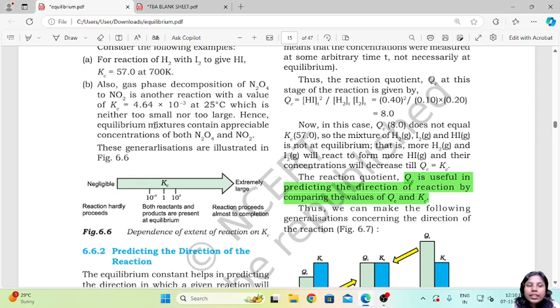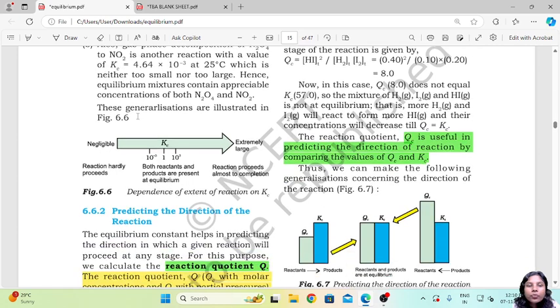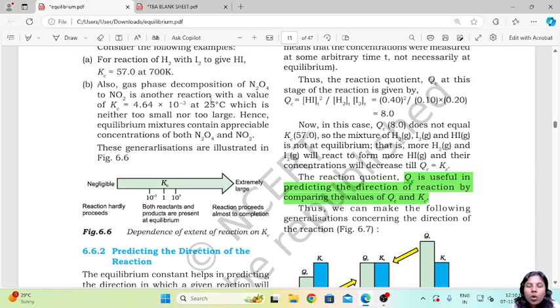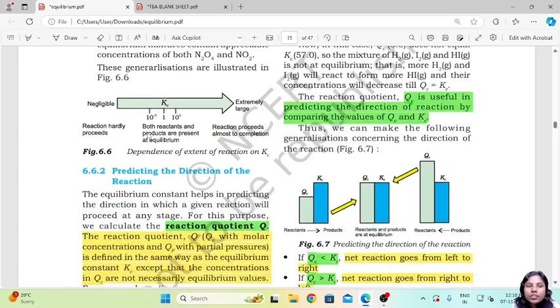Hence, here we can say that the equilibrium mixtures contain appreciable amounts of both N2O4 and NO2. Now, if we have to generalize all of these three types into illustration, this is the basic understanding of what we have learned. So, if K is less than 10 raised to minus 3, that is almost negligible. If it is greater than 10 raised to 3, it is extremely large.